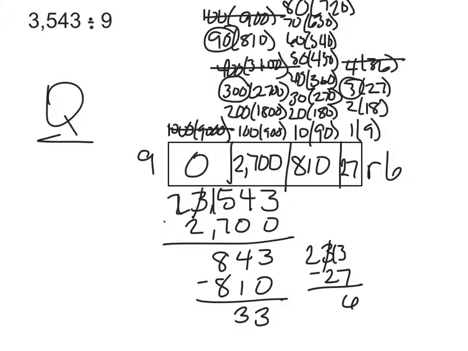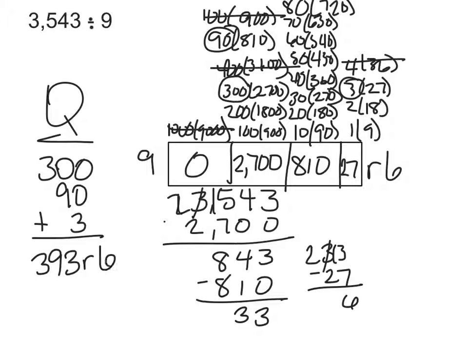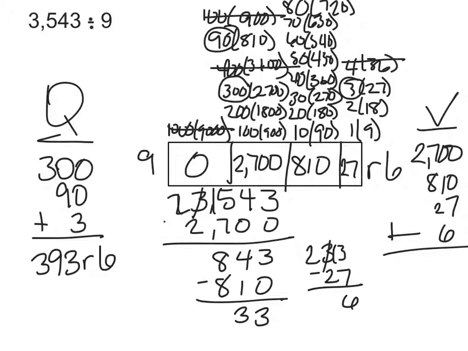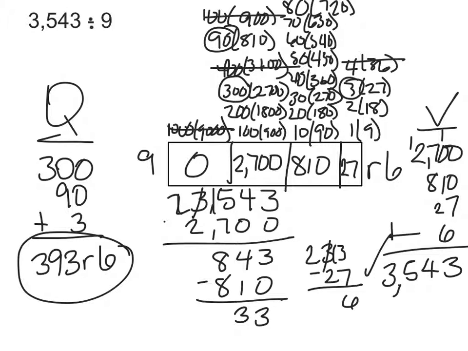So my quotient, I add my partial quotients, 390 and 3, which gives me 393 with a remainder of 6. To check myself, 2,700, 810, 27, and 6. And I get 3,543, which is what I started with, so I am correct. My quotient is 393, remainder 6.